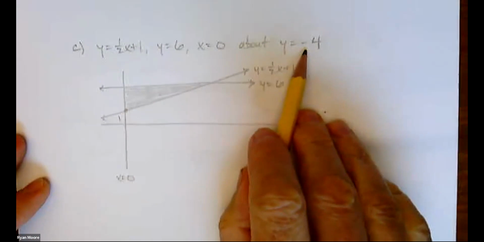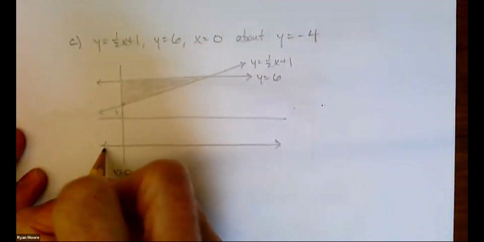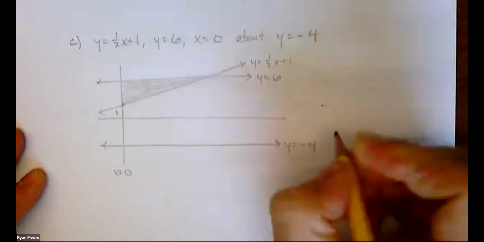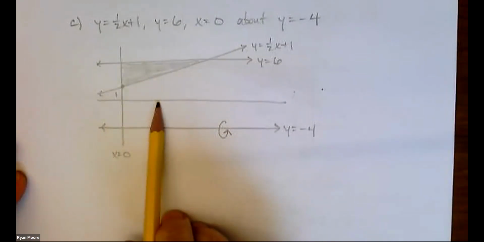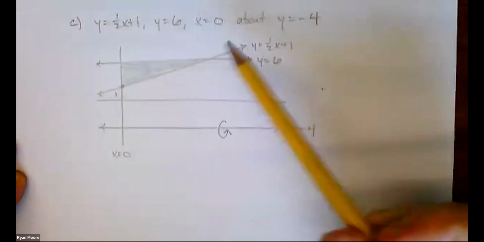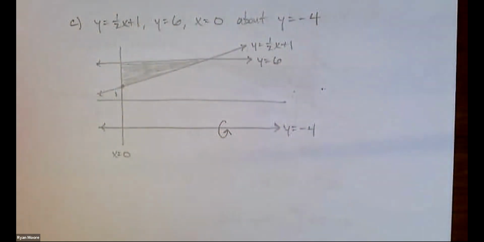But now it's going to spin about y equals -4. So we got our axis way down here. So we widen that gap in between. So it's really going to spin a long way around. All right, we can do this.